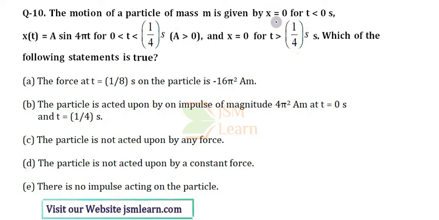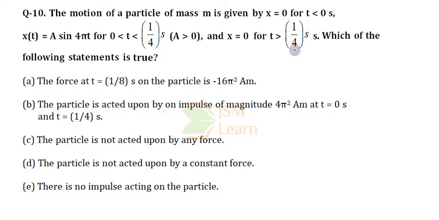They have given the respective displacement of the particle of mass m for various values of t. Now they are asking us to identify which of the following statements is true. So in order to understand that, first let us go to option A. Option A says that the force at t equals 1 by 8 seconds on the particle is this.